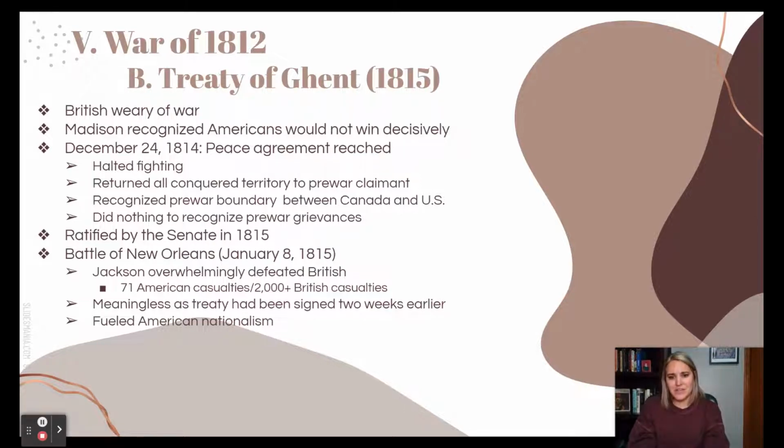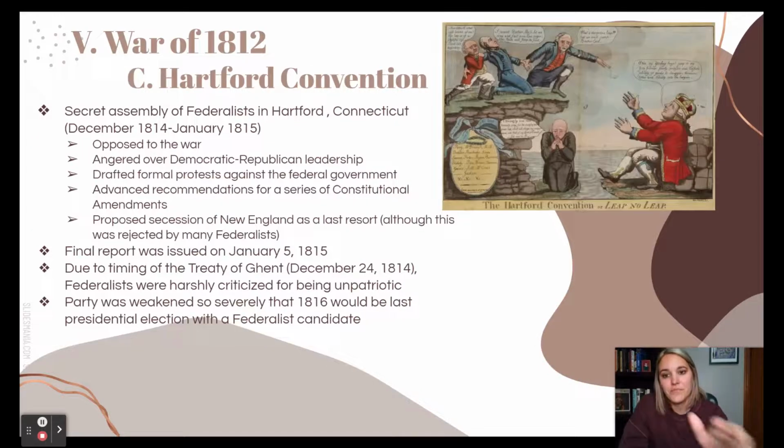And after the treaty is ratified, the Battle of New Orleans takes place. So Jackson down in New Orleans had not heard about the treaty yet, and he overwhelmingly defeated the British. You can look up the casualties there. Now, this battle ends up being meaningless because the treaty had been signed, but it does fuel American nationalism. Americans believe that they are winning the war. These events are happening so close together that Americans associate this massive victory with the treaty, thinking that now for the second time, America has beat the British.